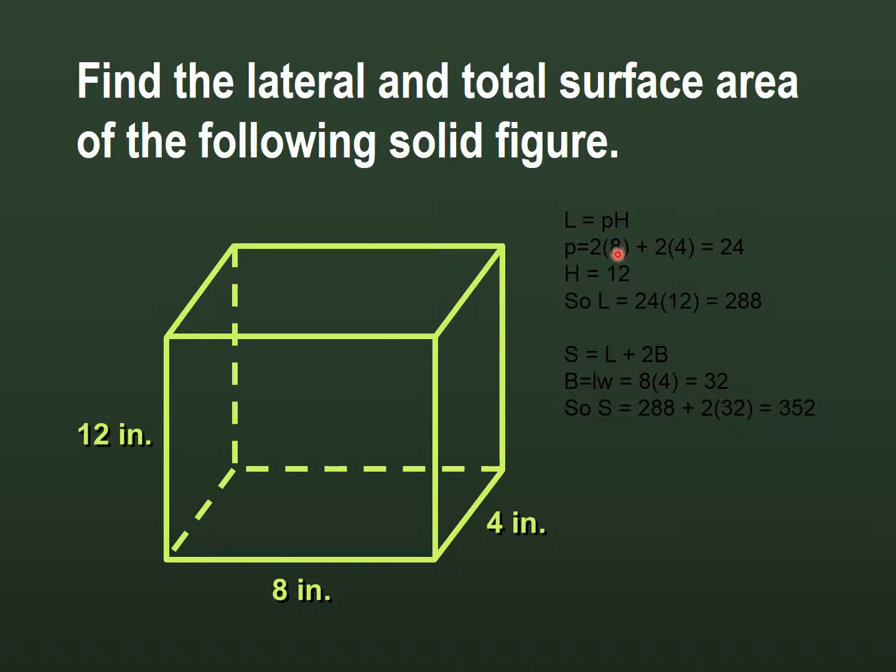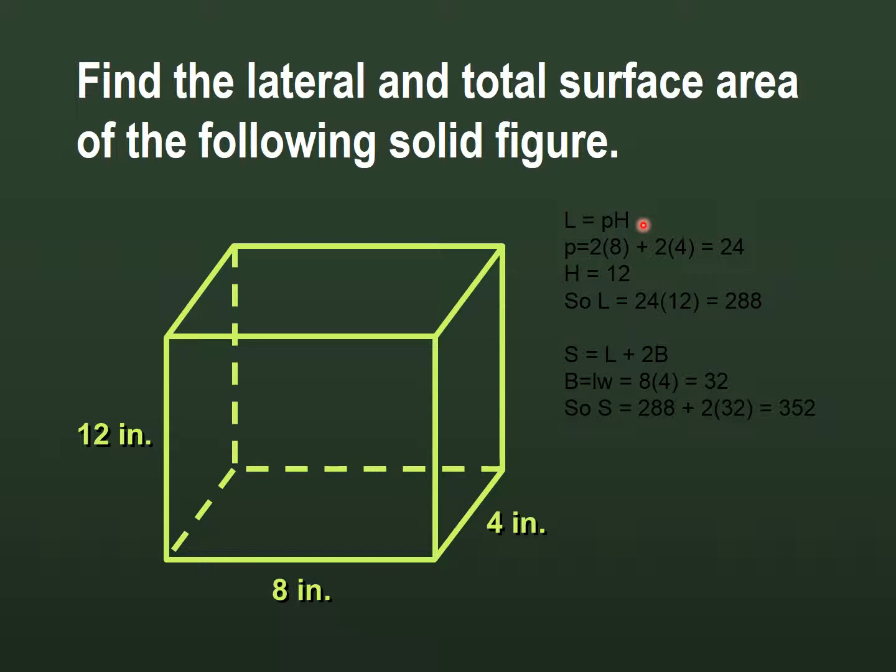So first we need the perimeter of the base, right? So we need the perimeter of this rectangle. So perimeter is 2 times the length plus 2 times the width. So 2 times 8 plus 2 times 4. Okay, so we get 24 for our perimeter. And then the height of this figure is 12, right? So now we have a lateral surface area is equal to 24, our perimeter, times 12, our height. So our lateral surface area, which is just the surface area of everything but the bases, is equal to 288.